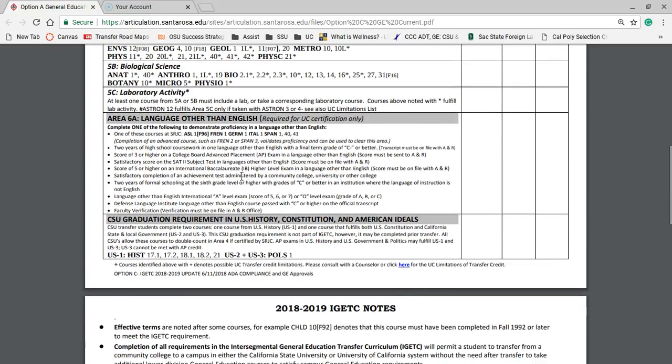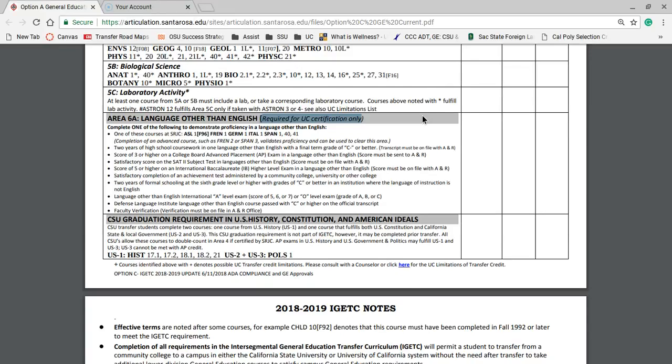Area 6A is what we call LOTE, or language other than English, and this is required for UC certification only, okay? So there's a couple different ways that you can meet this requirement. One, you can take a class at SRJC in a foreign language.